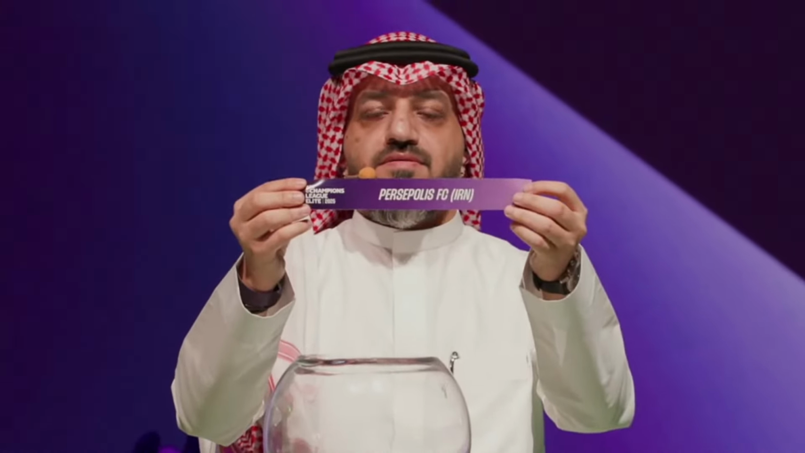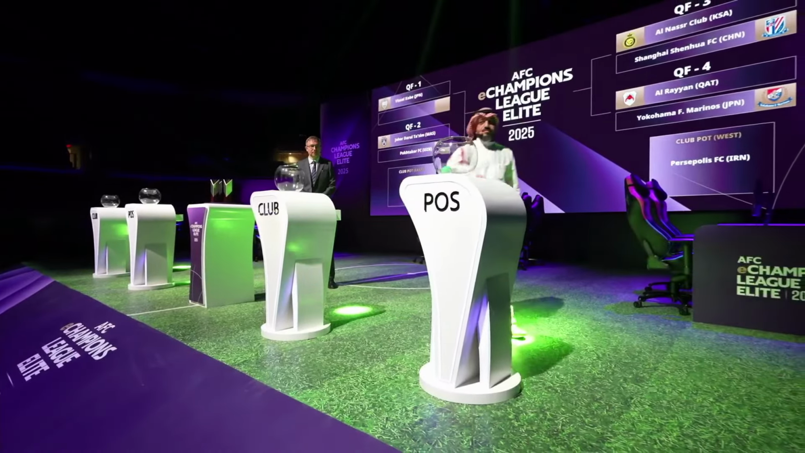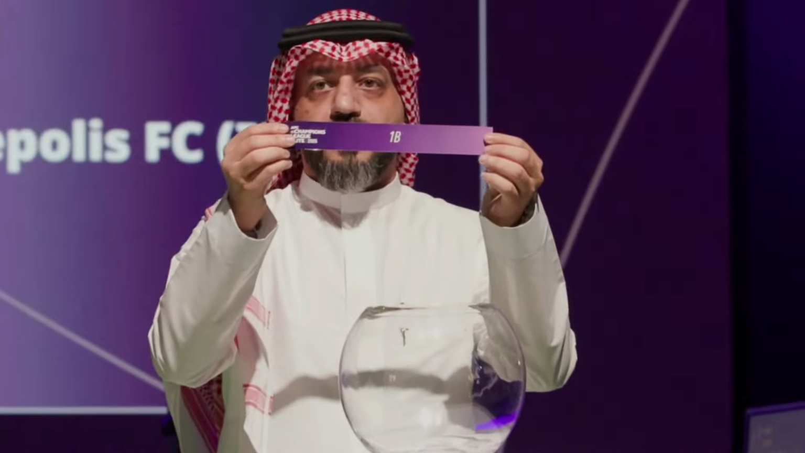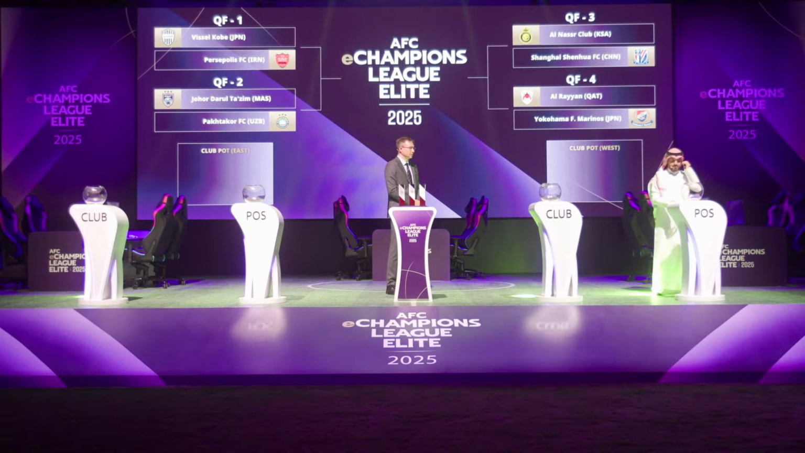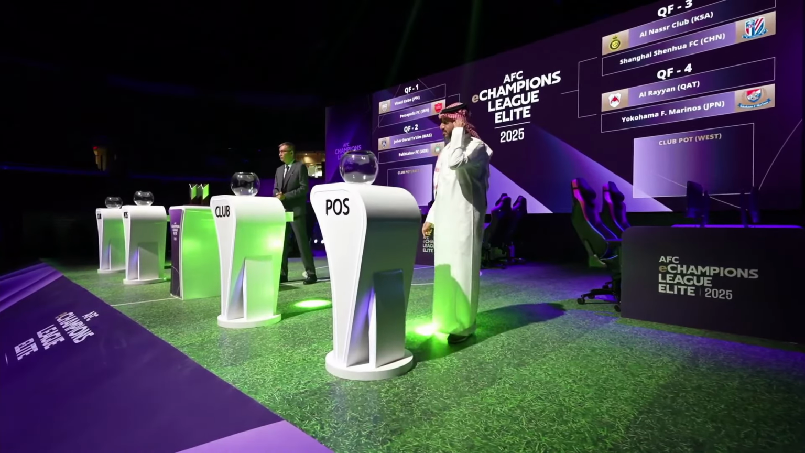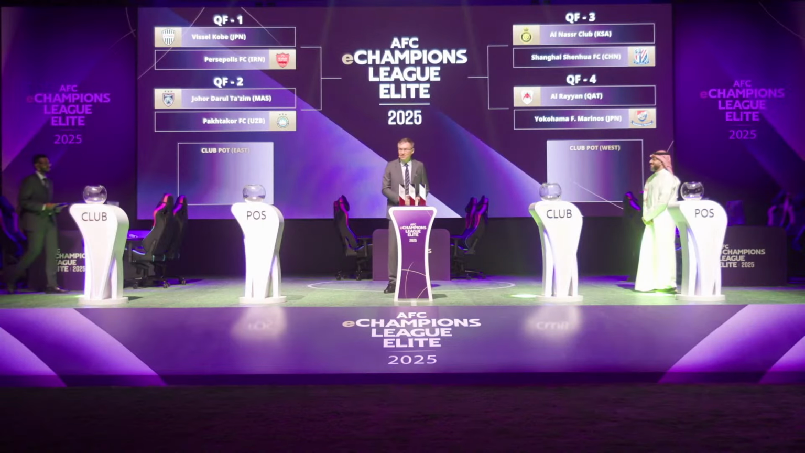Persepolis. Persepolis FC from Islamic Republic of Iran, runner-up in the league stage of the West, and their last remaining available position. B. 1B. Persepolis from Islamic Republic of Iran, 1B. And this concludes the draw for today. Thank you very much, brother, for joining us today. Daniel, back to you.